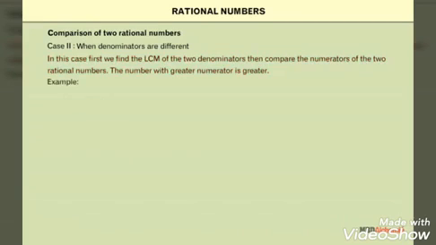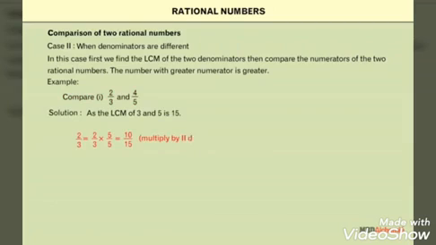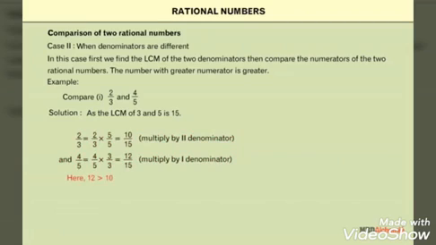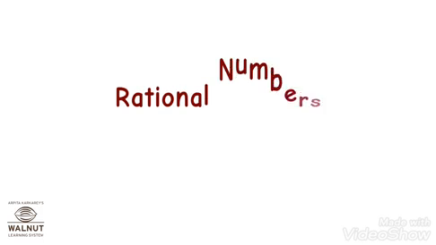Here is an example. We need to compare 2 by 3 and 4 by 5. As the LCM of 3 and 5 is 15, we multiply 2 by 3 by 5. We get 10 by 15, and 4 by 5 by 3, we get 12 by 15. Now, as 12 is greater than 10, so we have 4 by 5 is greater than 2 by 3.